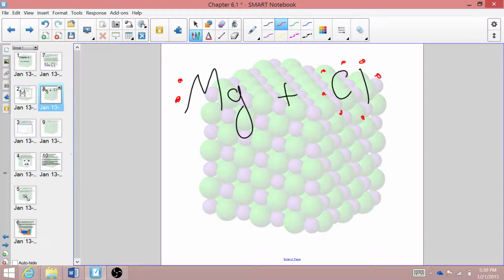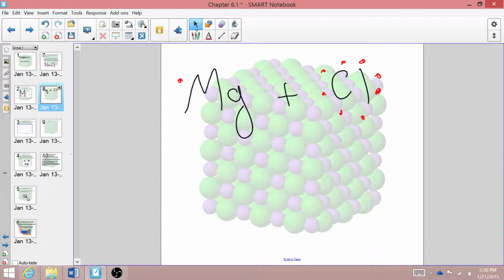Now, you could see it would be a lot easier for magnesium to give up these 2 electrons to go somewhere else, and it'd be easier for chlorine to gain an electron than it would for chlorine to try and get rid of all 7 of these guys, and magnesium to collect a whole 6 electrons to get to a total of 8. So what is going to happen is this magnesium is going to give up one of its electrons, and it's going to go over to chlorine.